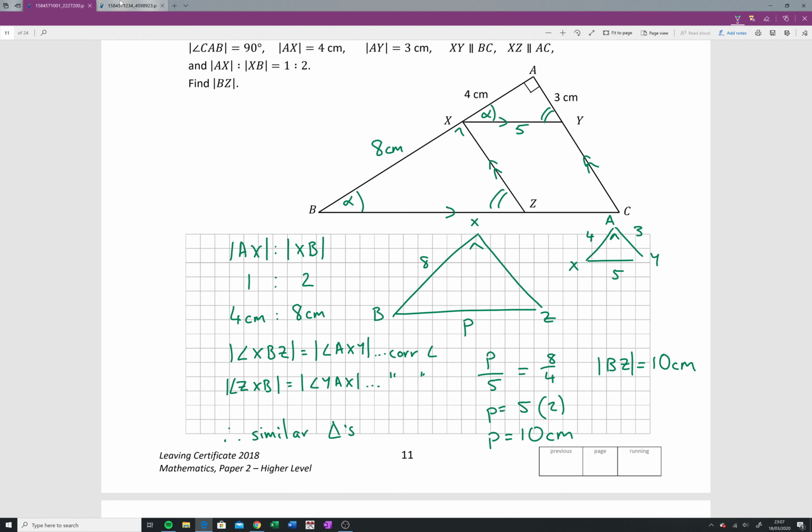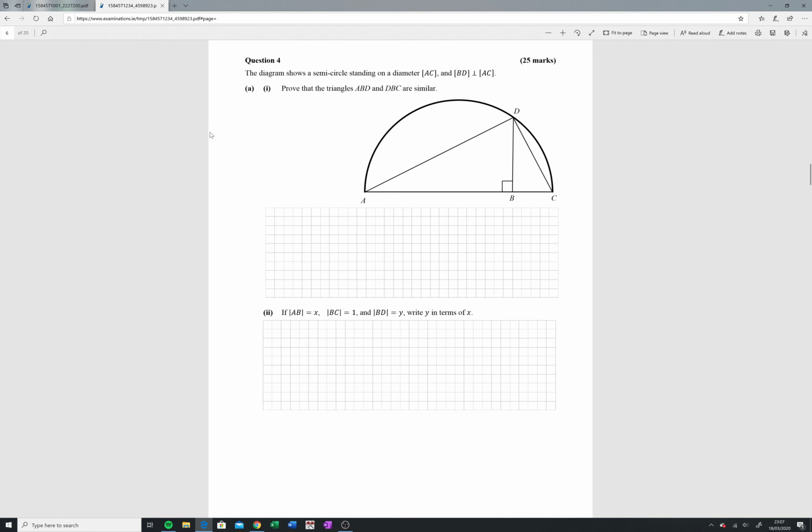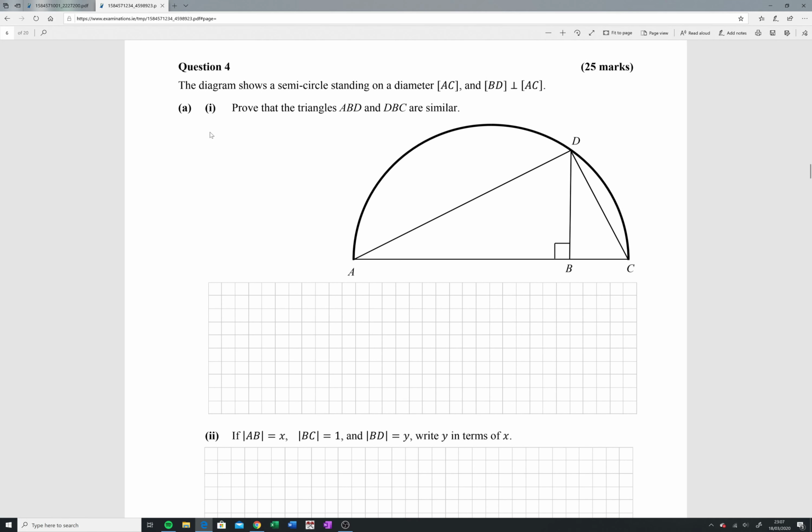If we track back then, and this is 2016. So this is also paper 2, obviously. This one's question 4. So let's have a look at it. We have the diagram shows a semicircle standing on a diameter, and we're told that we have a right angle there. Prove that the triangles ABD and DBC are similar. Obviously you should pause, give it a shot yourself, and here comes the answer.